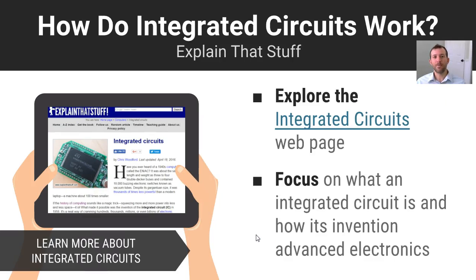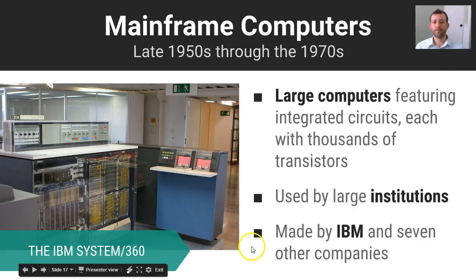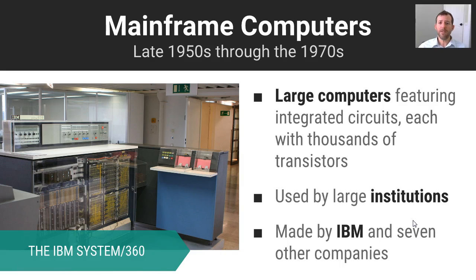Integrated circuits are exactly what they sound like. They integrate electronics together, thus making them smaller and more efficient. All advanced electronic devices have what are called integrated circuits. The invention of the integrated circuit led to the next family of computers, known as mainframes. Mainframes feature integrated circuits with thousands of transistors on them.